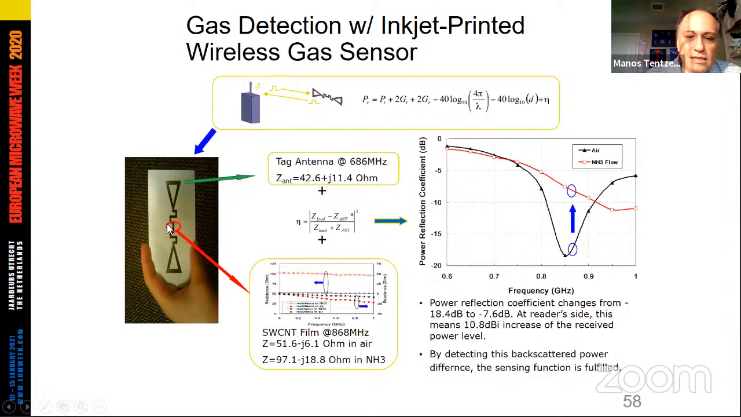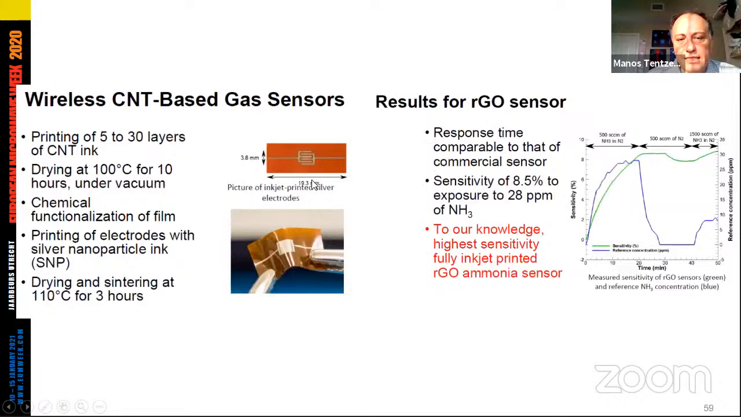Then by just sensing some parameter, maybe let's say ammonia passing its zone here, what you are doing is you are changing the real and the imaginary part of the impedance in between here. Now, the change of the imaginary part leads to a shift of the resonant frequency. See here from 850 going all the way up to 925. And then the change of the real part modifies the amount of reflected power. And that's quite significant because you have 2 degrees of freedom to detect this type of systems. Here is one example of the interdigitated sensor we discussed before by just depositing RGO.